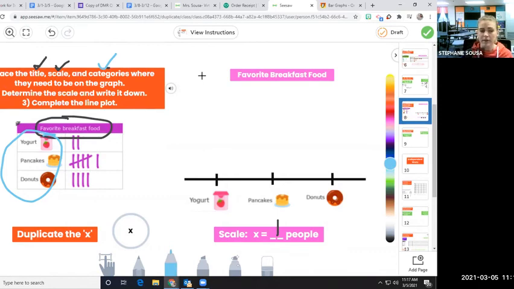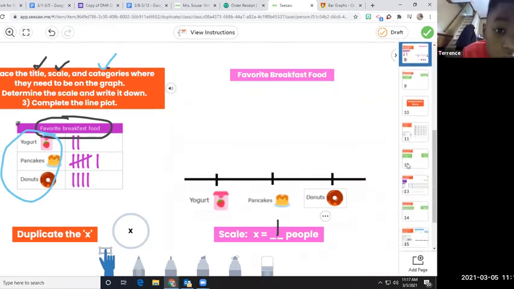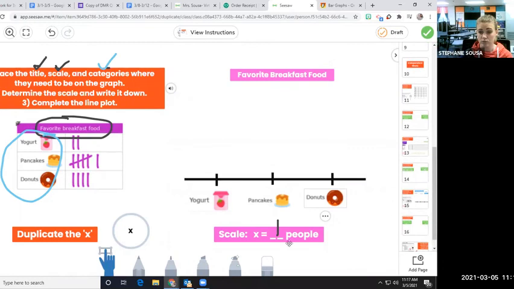It says determine the scale and then write it down. We've done that. And we're going to complete the line plot. Terrence, a question? Yes. So do we have to do this for independent work or just leave it blank? We're doing this right now. Okay.